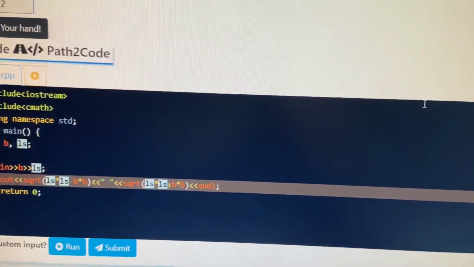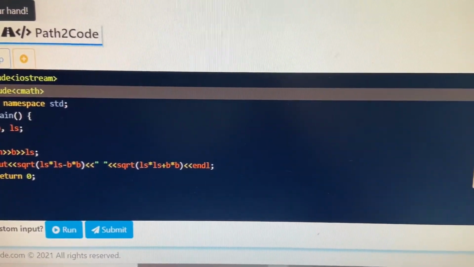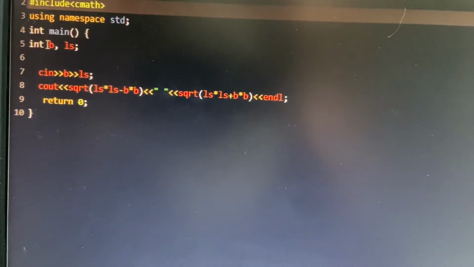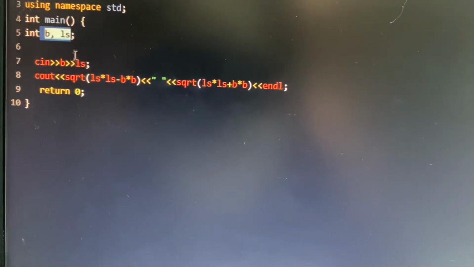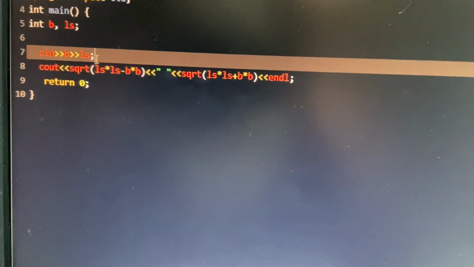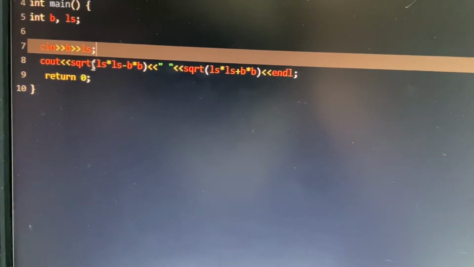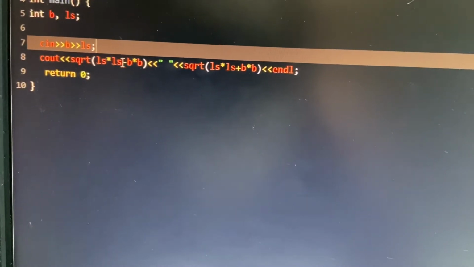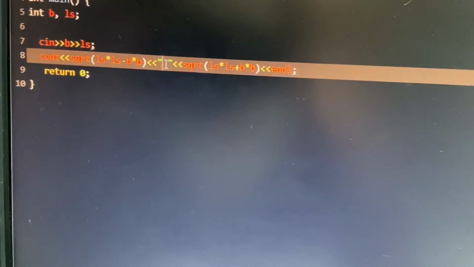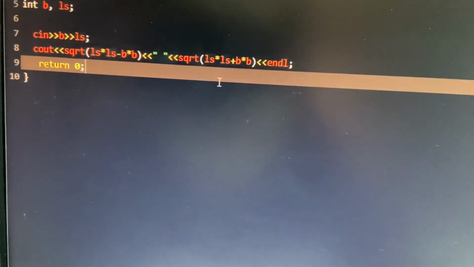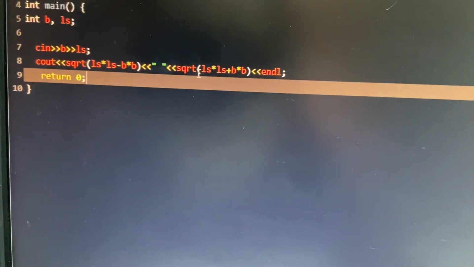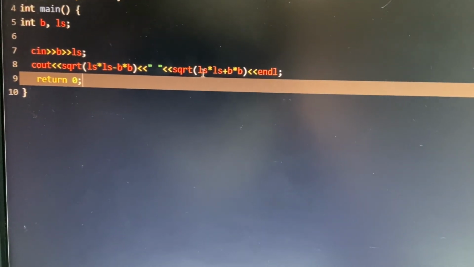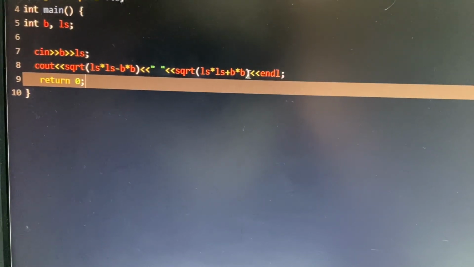So in this case the solution is very easy. Simply we have two values, b and left side. We let the user enter these two values, then we find the square root of left side times left side minus b times b, and a space, then the maximum value of the right side, the square root of left side times left side plus b times b, and that's it.